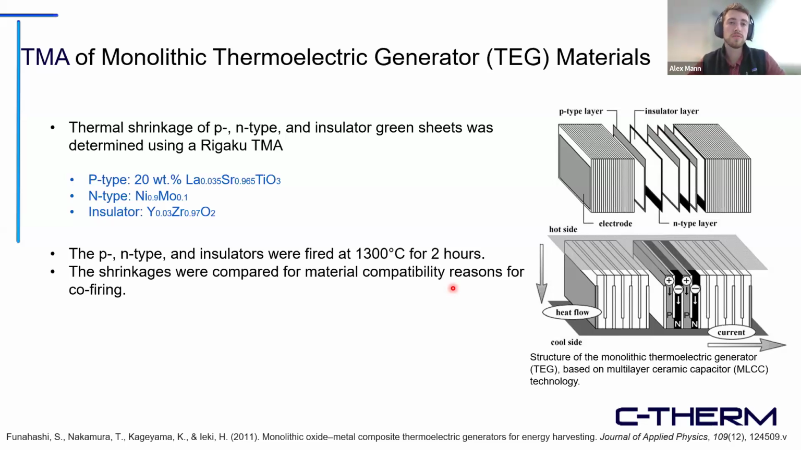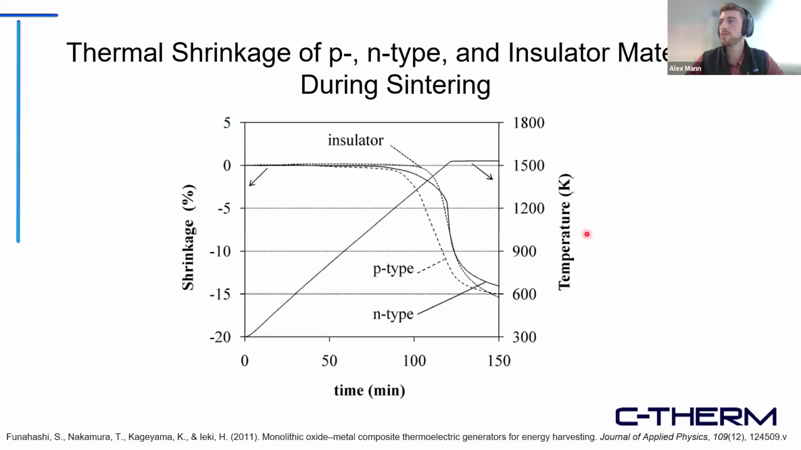So if the CTEs are different, then it can cause stress, fracture, etc. So the results were that using these materials, they determined that the sintering profiles were very similar. They had a shrinkage rate around 15%. So therefore, these materials were good to be co-fired and sintered together as one.